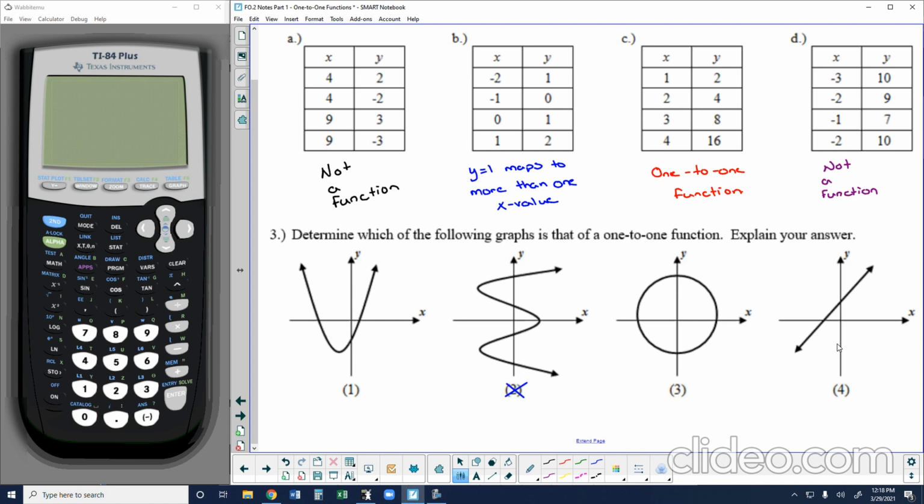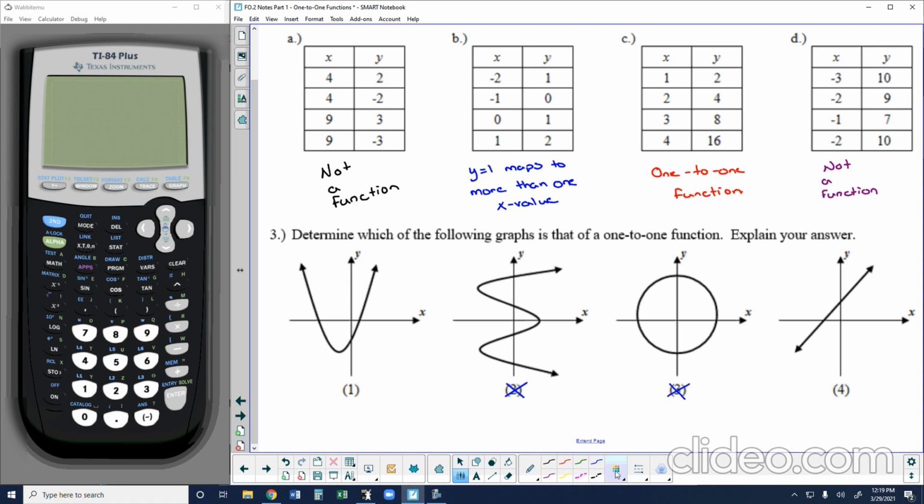So far, so good. Or sorry, mistake there. Hopefully you caught that, is number 3 a function? Your answer should have been no, not a function, because this one as well does not pass the vertical line test. So out of 1 and 4, those are both functions. Which one is one-to-one? If you said 4, you would be correct.